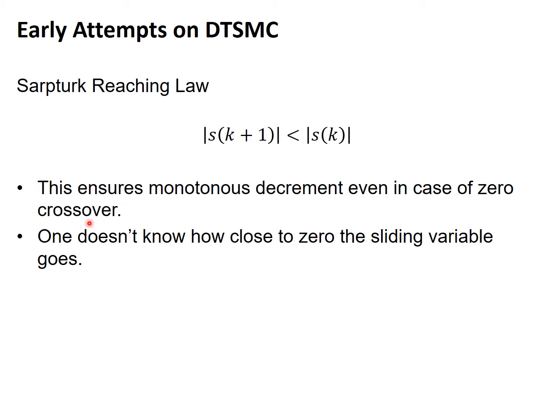However, there is one problem here, which is that one cannot actually calculate how close to the 0 the sliding variable can go. So there is no possibility of calculation of how close we are to the 0. Of course we are not reaching 0, but if we can have an idea of how close we are to the 0, that gives a measurement of the robust nature of the system, but that cannot be found in this case.